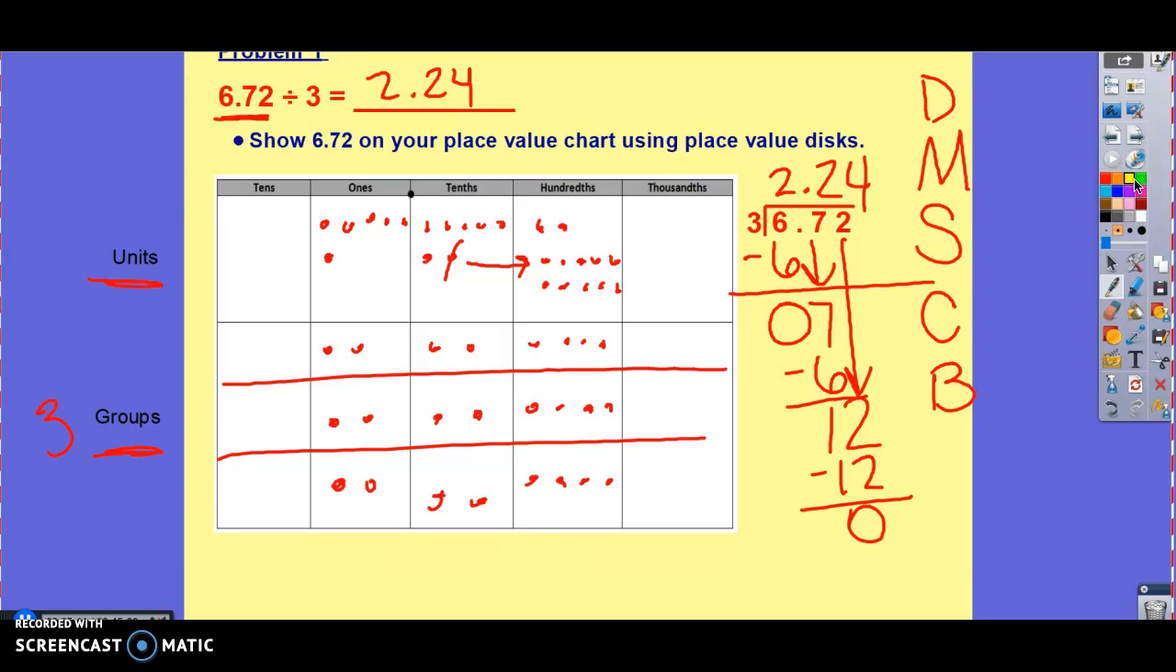If we were going to check this on the side, how do we check division problems? Well, we multiply. We learned that skill multiplying decimals, 2 and 24 hundredths times our 3 groups. 3 times 4 is 12. 3 times 2 is 6, plus 1. 3 times 2 is 6. And then we're going to put our 2 decimal places behind the decimal, 6 and 72 hundredths, which is exactly what we started our problem with, so our answer is correct.